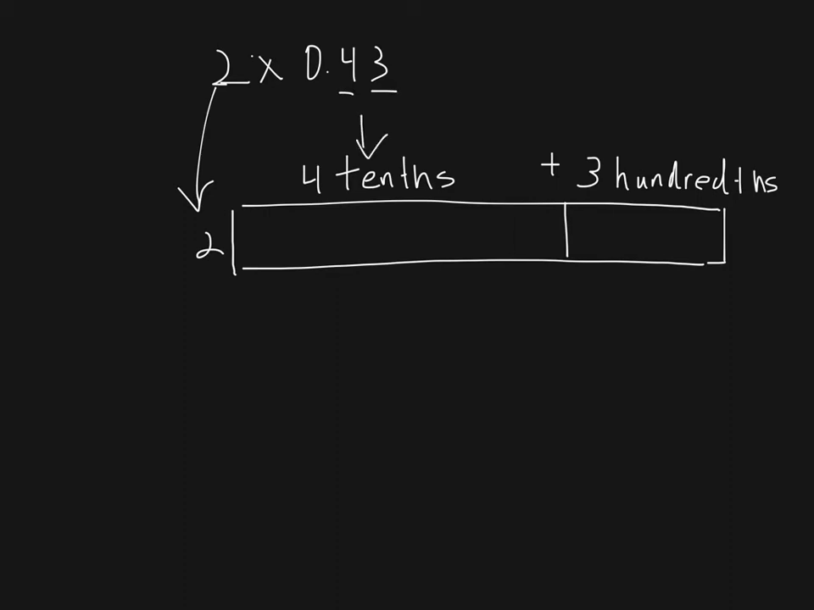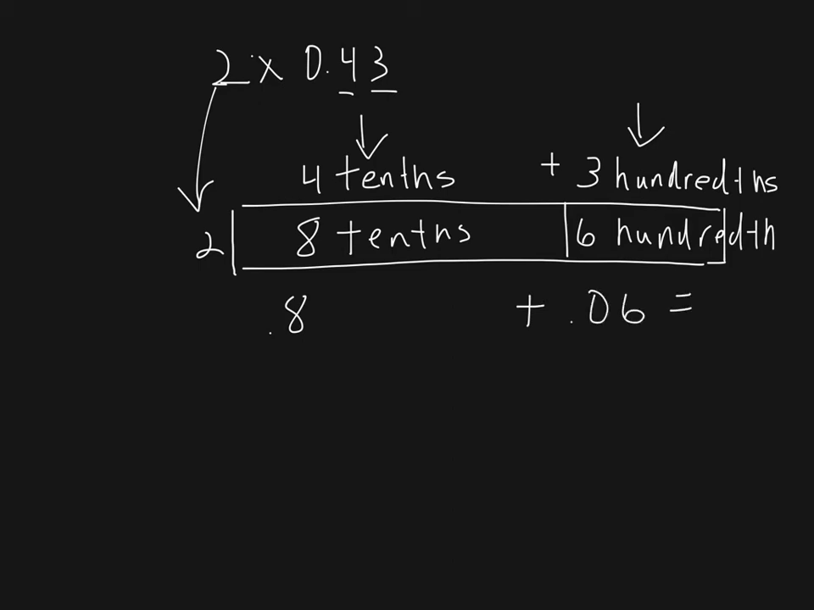4/10 is right here. 3 hundredths is right here. And then inside my area model, I do my multiplication. So 2 times 4 is 8/10. And 2 times 3 is 6 hundredths. And then down at the bottom, I can take standard form and add them together. 8/10 plus 6 hundredths will equal 86 hundredths.